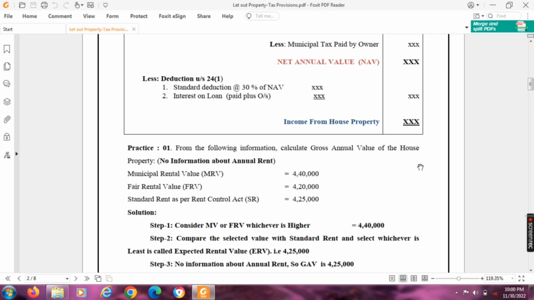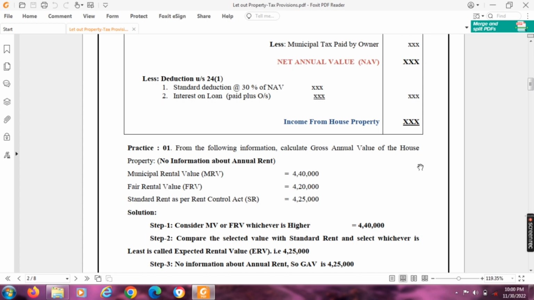Shall we see one practice? Practice 1. From the following information, calculate gross annual value of the house property. Actually, in this problem, no information about annual rent. Municipal value is given, fair rental value is given, standard rent is given. It is the basic. Let us see the solution.